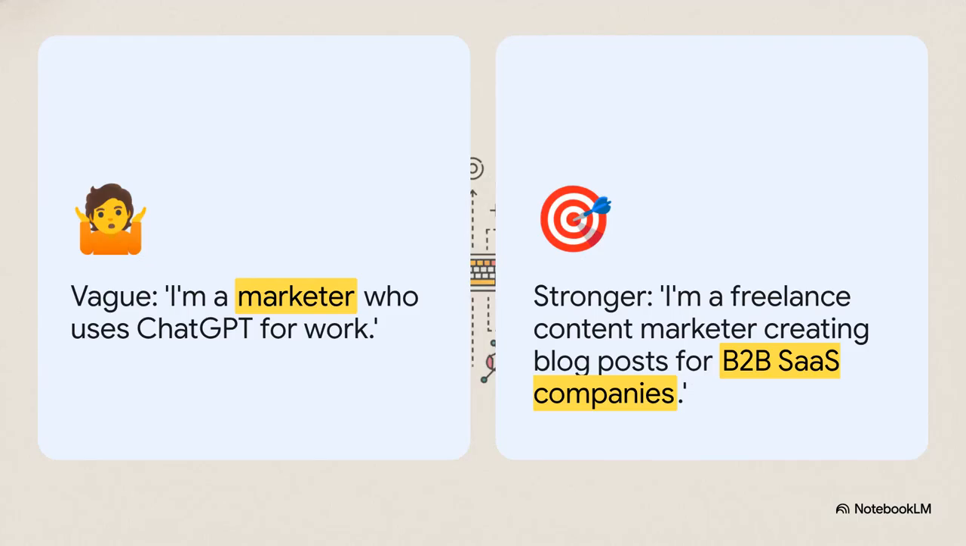And the absolute key here is specificity. I mean, just saying I'm a marketer, what is the AI supposed to do with that? It's useless. But look at the stronger version. It tells the AI your exact role, your industry, and who your audience is. Now it has real, actual context to work with.